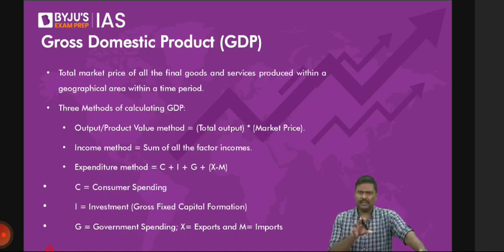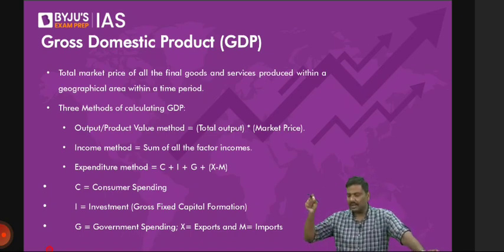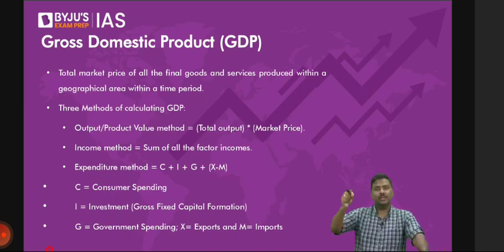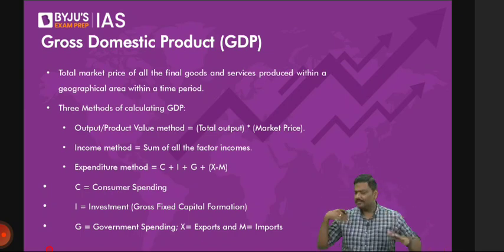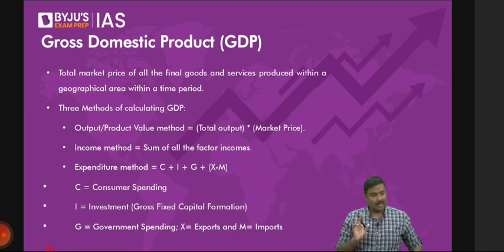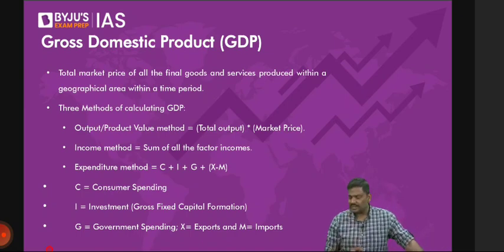I told you that whenever you talk about GDP, please remember that the production should have happened in India. That's very, very important. Whether produced by you, produced by me, or a foreign company has produced in India, it doesn't matter. Whenever final goods and services are produced in India, they will be counted as a part of India's GDP.